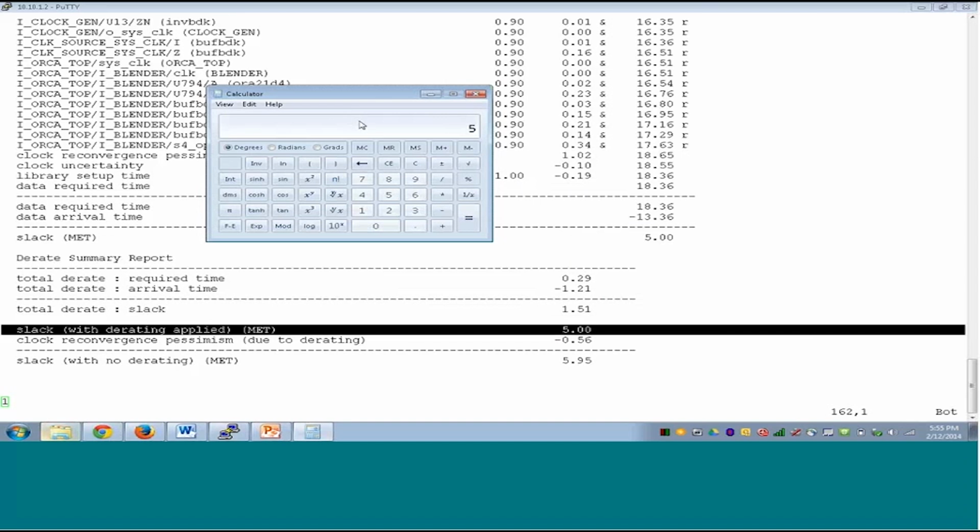5 minus 0.56 plus 1.51. So this is the slack without the derate. How do I achieve this? I'll repeat again. With the derate, the slack is 5.